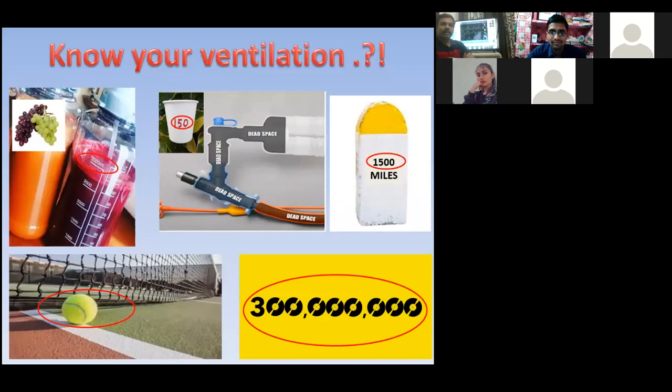Can you guess what all these symbols mean? Can you text it? 300 million is a number here. What does it mean related to your ventilation? If you know anything, just put it in the chat box. What does 300 million mean? And what about 150? The 150 means 150 ml. What is 150 ml?